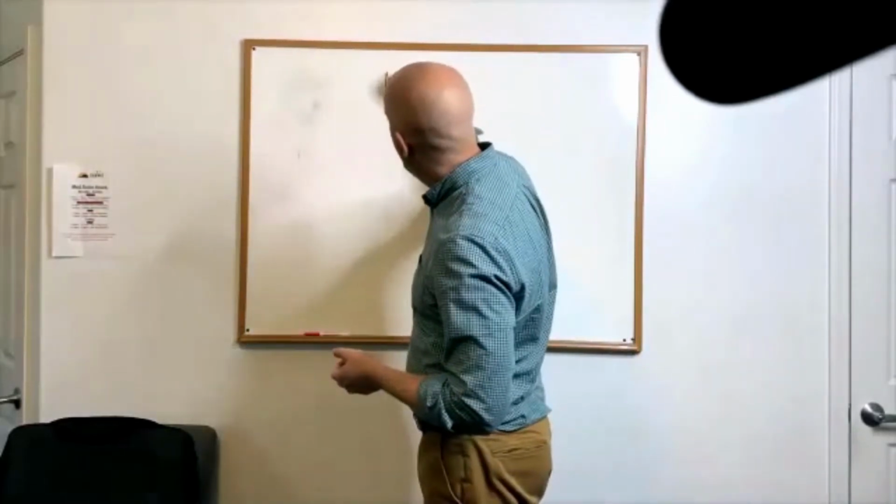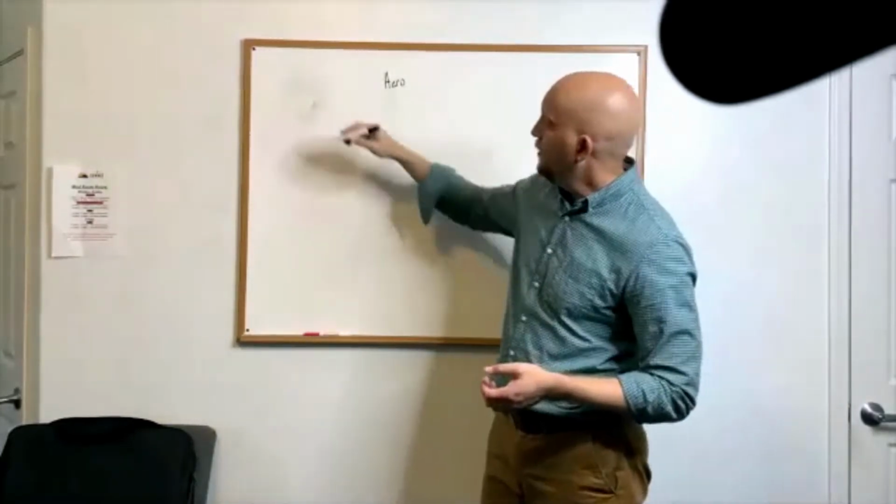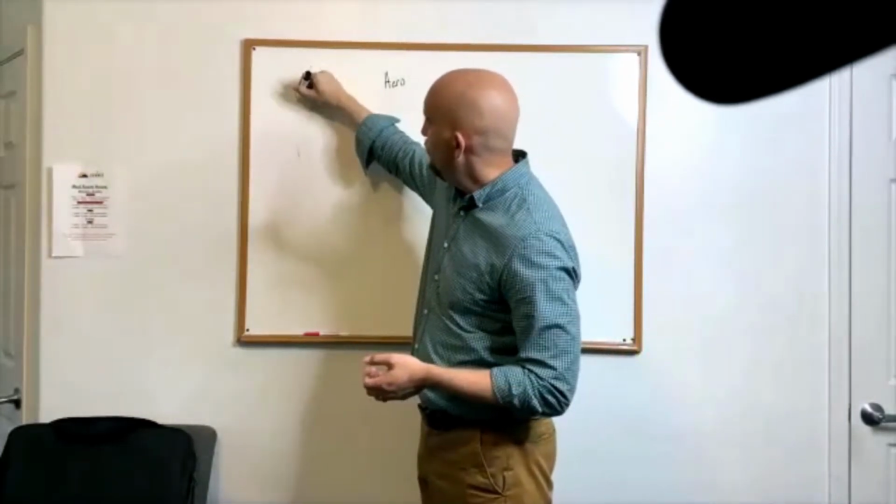So the first role in the family system is the hero. Now, Adler started off with birth order.